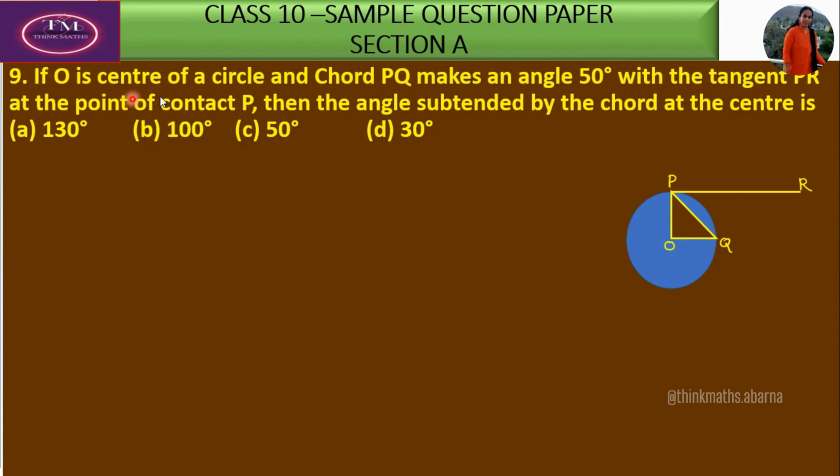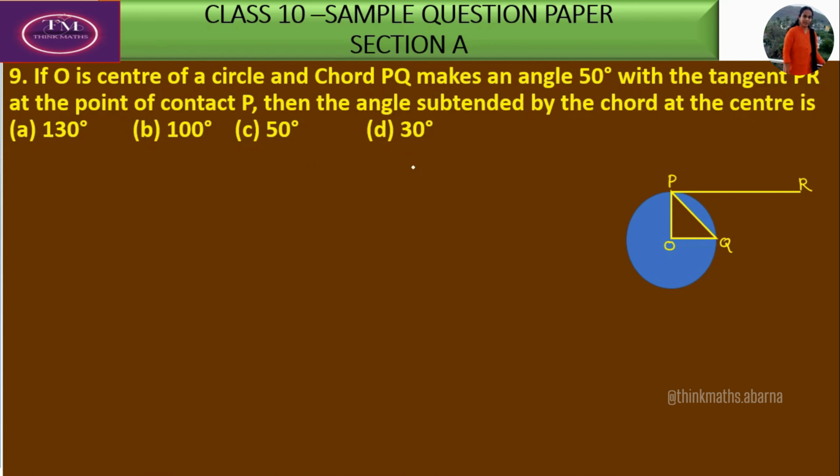If O is center of a circle and chord PQ makes an angle 50 degree with the tangent PR at the point of contact P, then the angle subtended by the chord at the center is, there are 4 options: 130 degree, 100 degree, 50 degree, and 30 degree.